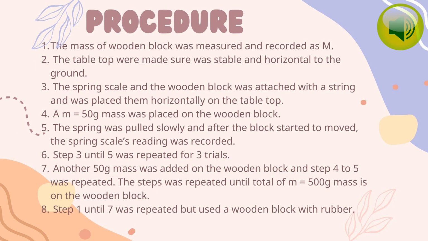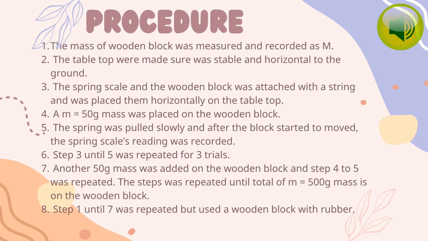Then the next slide is our procedure of the experiment. First, the mass of the wooden block was measured and recorded as M. The tabletop was made sure to be stable and horizontal to the ground. Procedure 3, the spring scale and the wooden block were attached with a string and placed horizontally on the tabletop. Number 4, a 50 gram mass was placed on the wooden block.